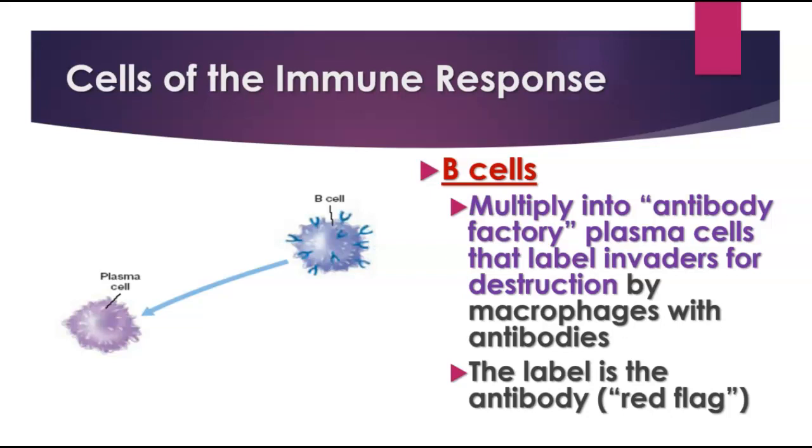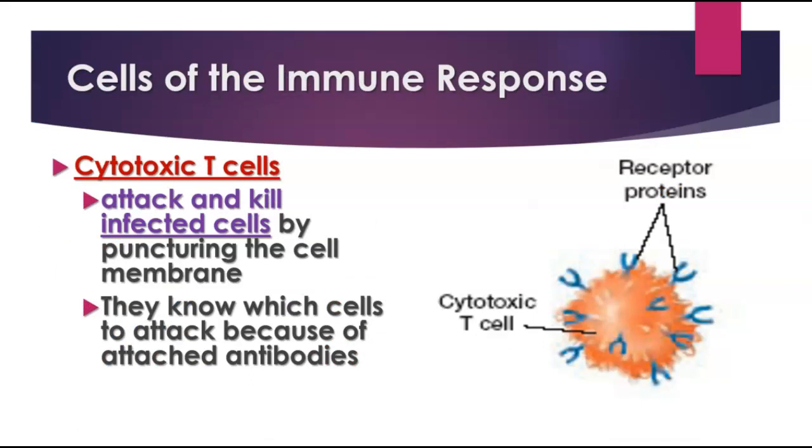Very, very important. Cytotoxic T cells, also called killer T cells, actually attack and kill infected cells. They punch holes in the cell membrane. They release a chemical called perforin that perforates or punches holes in the cell membrane of infected cells. This is because they're killing those cells so that they don't have the ability to continue producing more pathogens. And again, they know which cells to attack because of the antibodies that are present there. There are receptor proteins for the antibodies on the surface of the cytotoxic T cells.